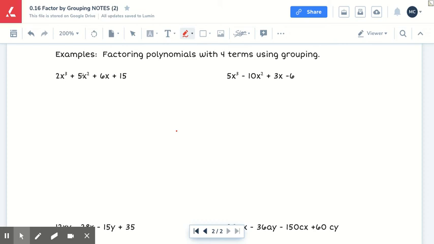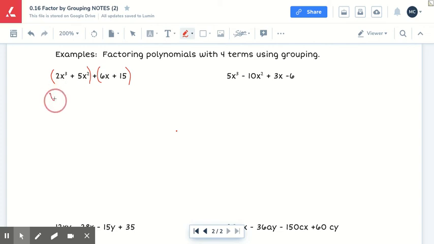The numeric values 2, 5, 6, and 15, all 4 of them do not have anything in common. And there are x's in 3 of the terms, but not the 4th one, so they don't have an x in common either. So no greatest common factor amongst the 4 of them. So I'm just going to start with grouping, keeping in mind it does have to have a plus sign between the two groups.